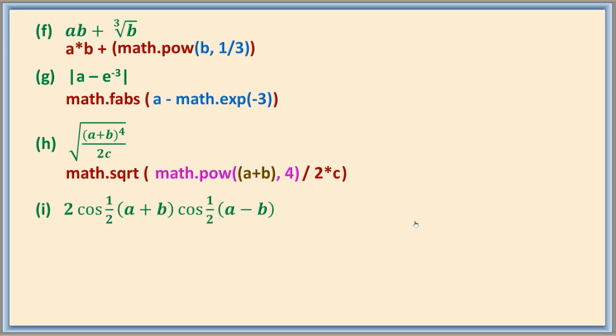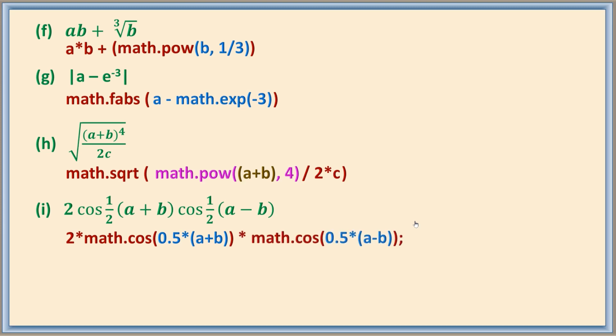Next we have 2 cos 1 by 2 of a plus b, cos 1 by 2 of a minus b. So between both the cos statements, that is multiplication. So 2 into math.cos of 1 by 2, we can also write as 0.5 into a plus b, multiplied by math.cos of 0.5 into a minus b.